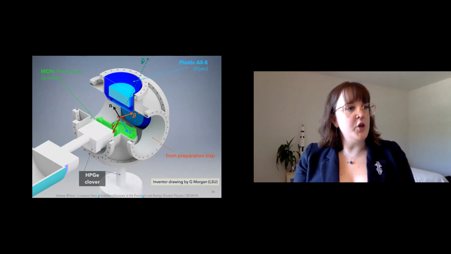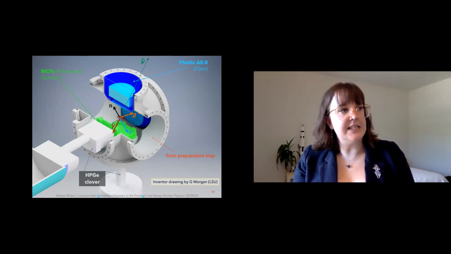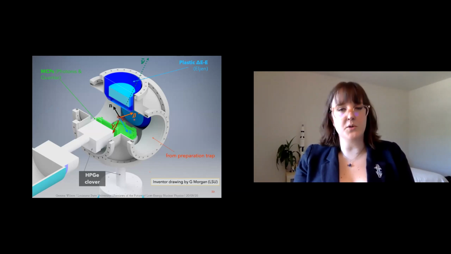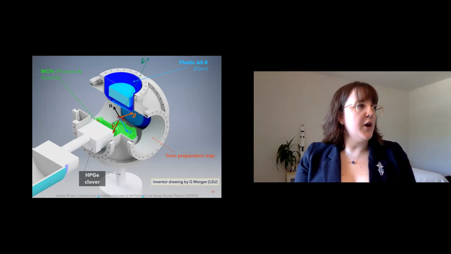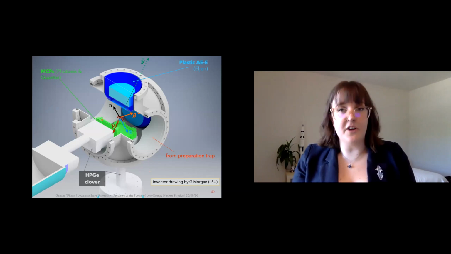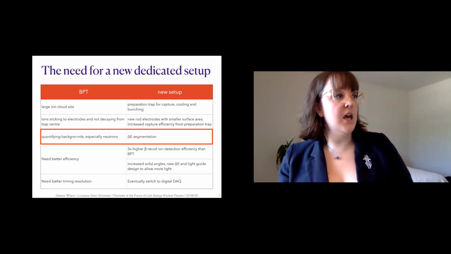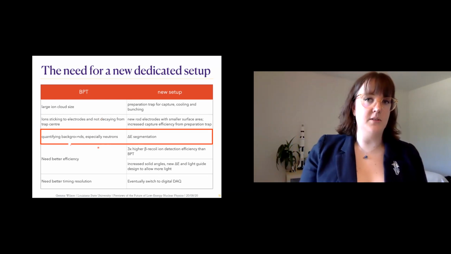This is a side-on view, so the ions from the preparation trap will enter this way, and I've drawn a horrible cartoon on top of the particles and the gammas that you expect. So yeah, this is a very exciting setup. But I'm going to concentrate on this one thing, which is quantifying these neutron-induced backgrounds.